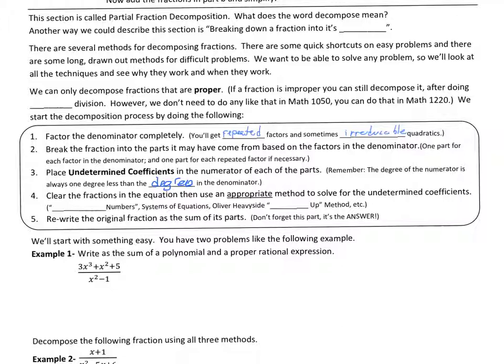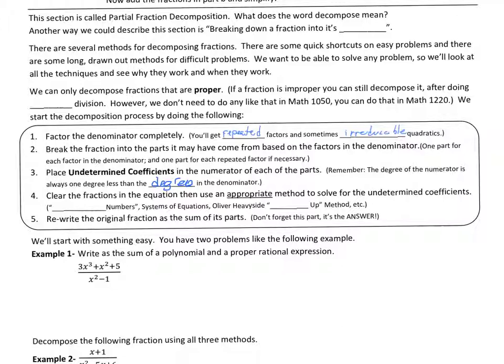Now we need to clear the fractions in the equation and then use the appropriate method to solve for the undetermined coefficients. There are several different names for this, and they all mean basically the same thing. There are a couple of different methods that I'm going to show you today, and you choose whichever is easiest. There may be a certain type of fraction where one method is a little easier and another type where the other is easier, but they'll both work for all types of these fractions.